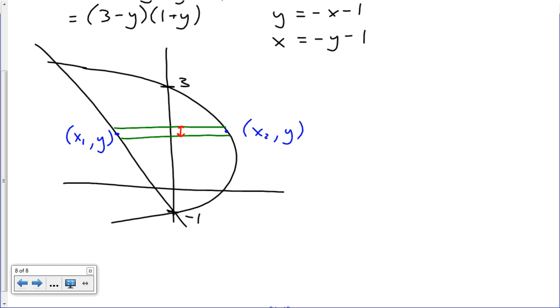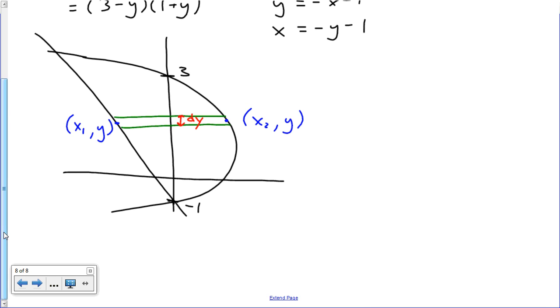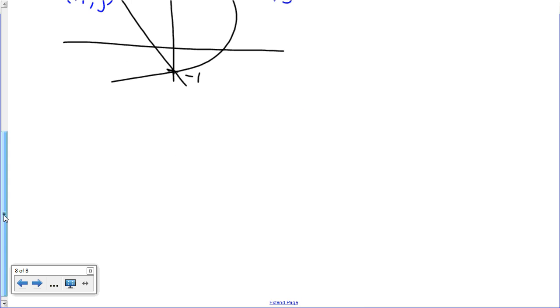Since it's vertical, it's no longer a change in x. It's no longer a small change in x. It's a small change in y. So we call that distance dy. So we're going to get an equation here in terms of y and dy as opposed to x and dx like we did before. Let's go ahead and calculate the area of that one strip.